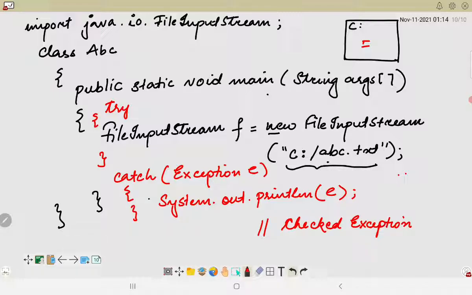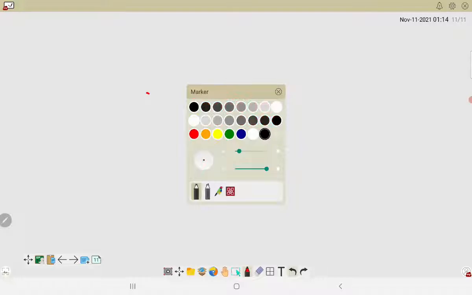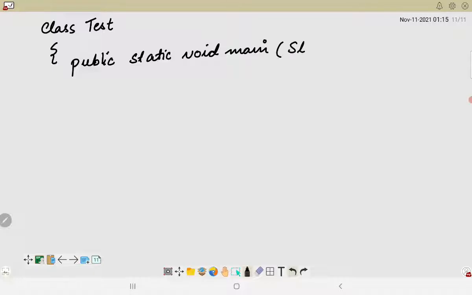Now, in another example we will be discussing the unchecked exception. Suppose I now have another class, which is class XYZ. Let me use class Test. Here what I am doing is public static void main, and then the main method is declared here with String args.